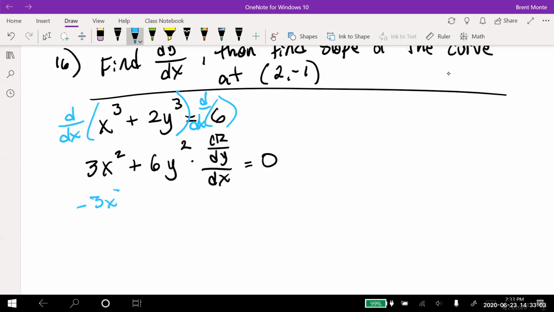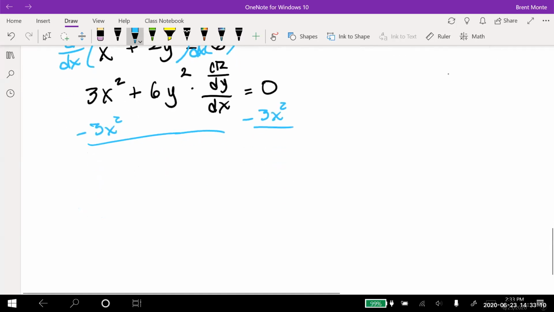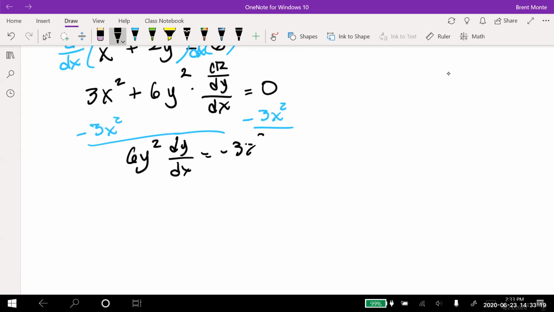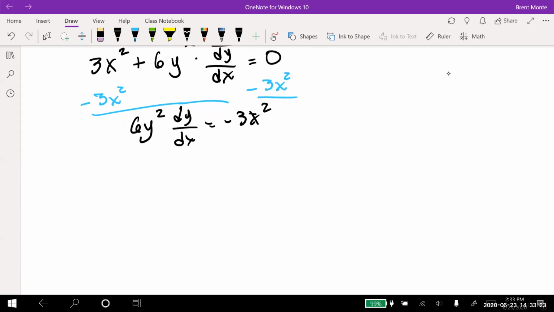I'm going to subtract the 3x squared from both sides. I'll show more steps this time. Next time I will not. You can probably do this mostly in your head. That's not a very good x, is it? Let's clean that up a little bit.